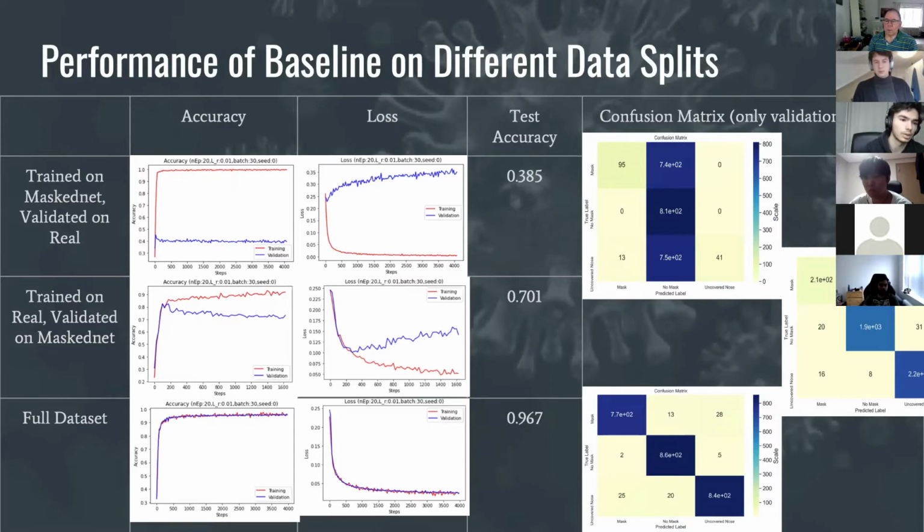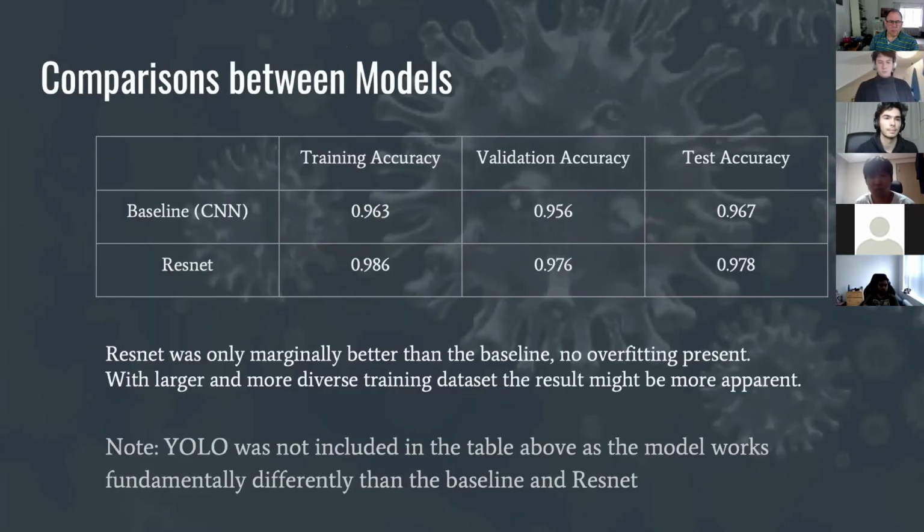In the second row, we see trained on real and validated on the Photoshop, and this is performing somewhat better. And we want to get a mix of the two, and that's what we did for the full data set, which you see in the final row, which has a much more balanced confusion matrix. Next slide, please. Yeah, for the accuracy, these are as mentioned here. We didn't include YOLO, but it has high accuracy. Next slide, please.